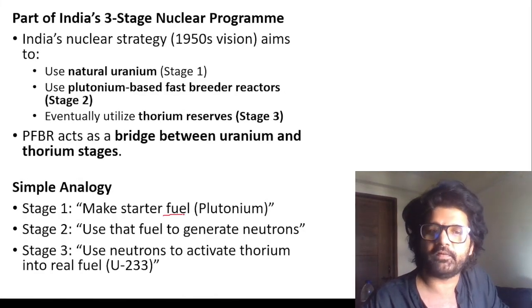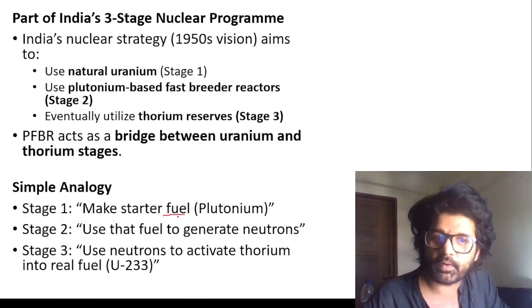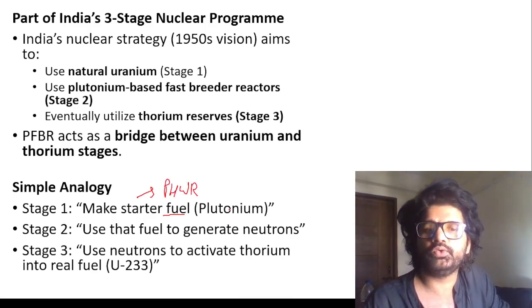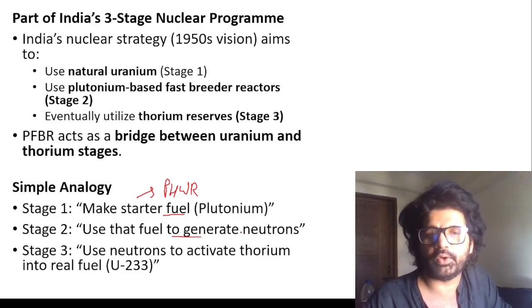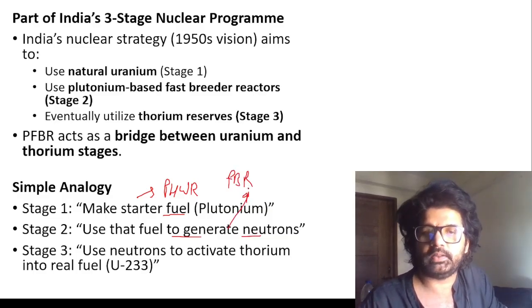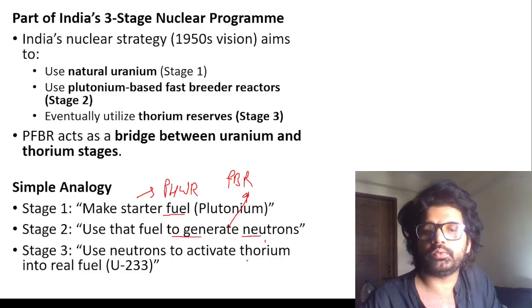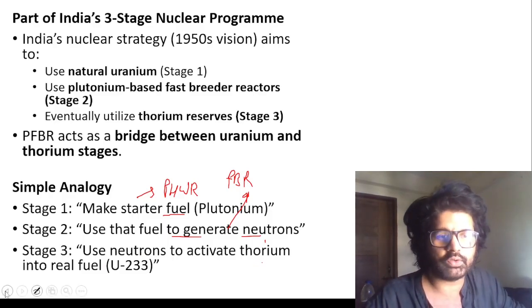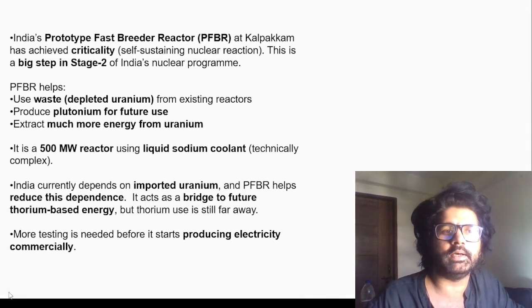Stage 1 makes starter fuel, plutonium, using natural uranium, which will be done by the pressurized heavy water reactor. Then you will use this plutonium and leftover uranium to generate energy and neutrons. That will be done in the fast breeder reactor, FBR. Then these neutrons you will use to bombard thorium, and you will produce uranium 233 and more energy. So that's how things will be done here.